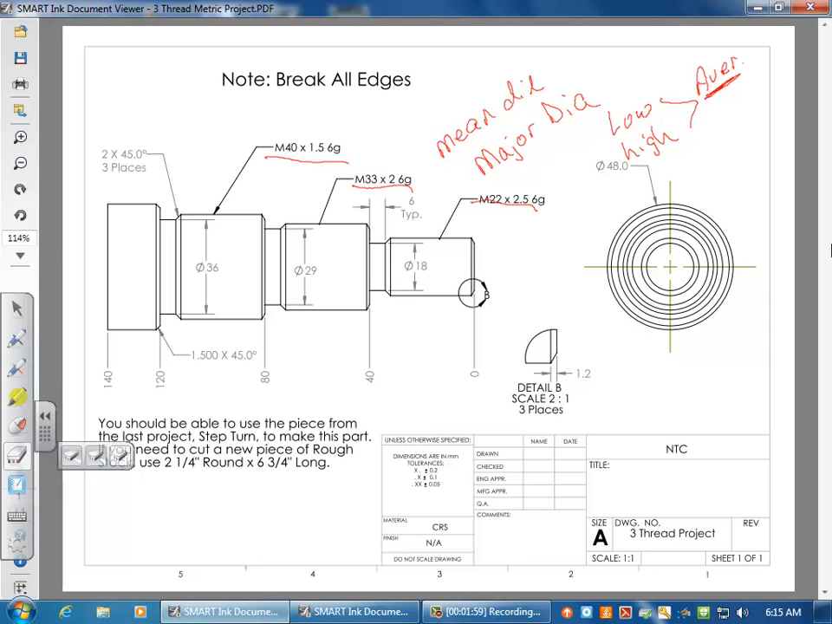Find all your dimensions. You might as well get your pitch diameters when you're looking up in the Machinery's Handbook. You don't need that for programming, but you do need that for actually making a part, obviously.